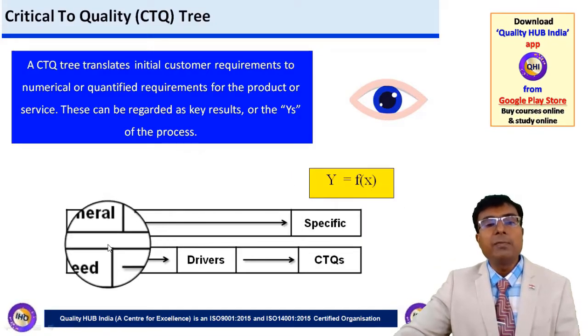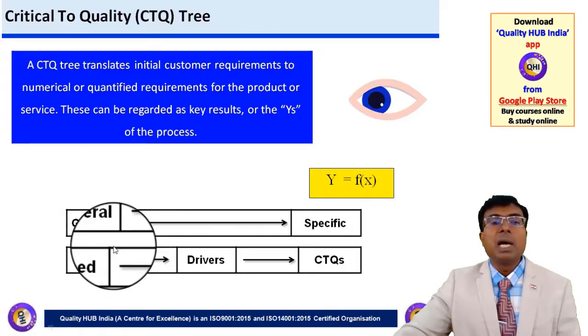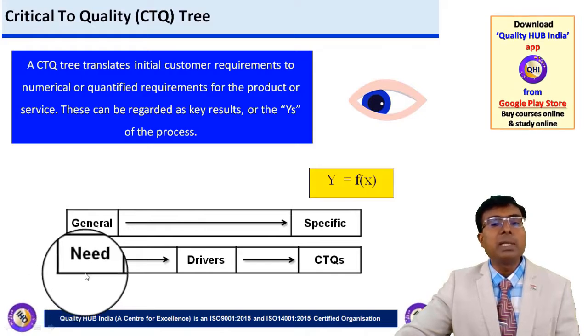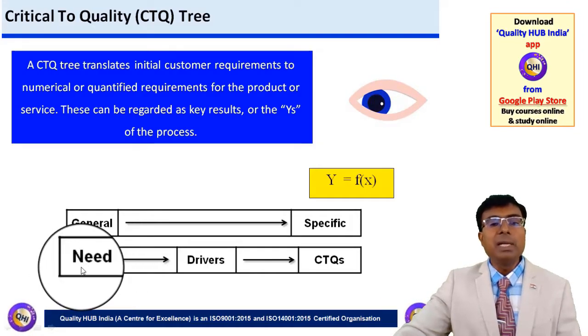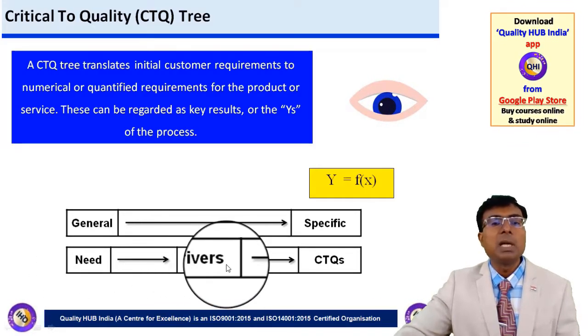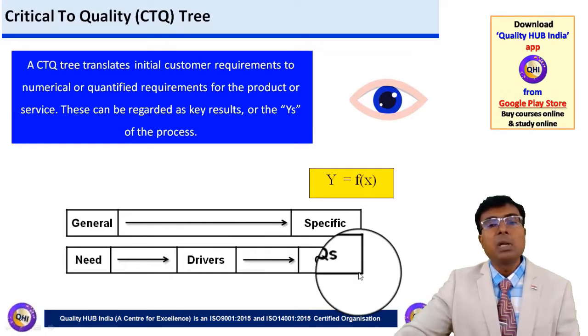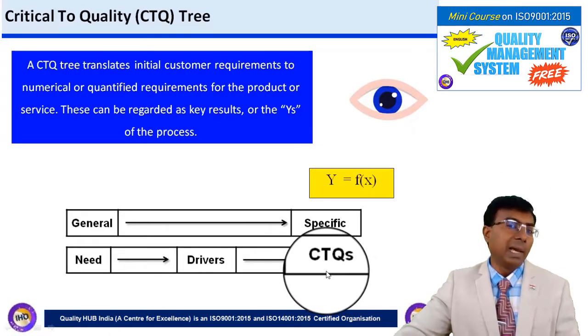So for that we identify customers' critical needs, and for the particular needs we identify the critical drivers. So for one need there could be multiple drivers, and for each of the driver there could be lot many different critical to quality elements.